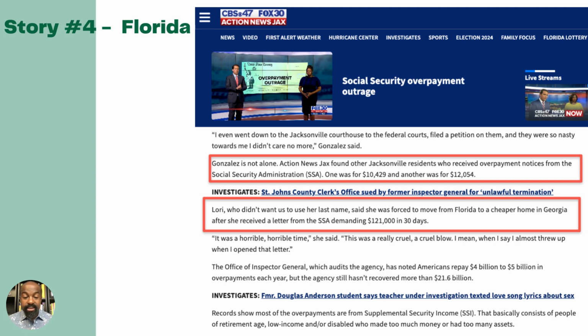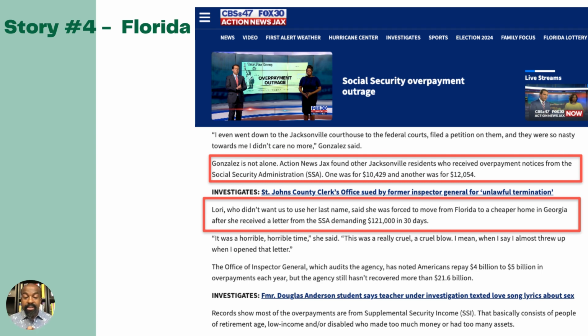And then this is the story out of Florida where somebody owed $12,000, and she received 2 letters, one for $10,429 and then another for $12,054. So as you can see, these are crazy stories where people are getting these letters to pay these gigantic amounts of money, for people who are on fixed income or disability benefits, receiving monthly payments that are small to begin with and then are getting hit with these huge amounts.